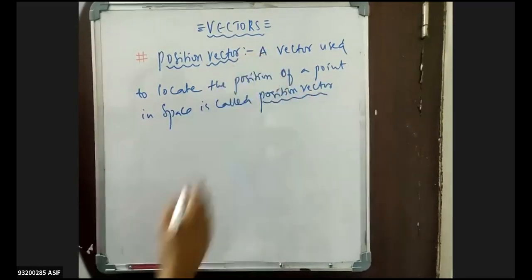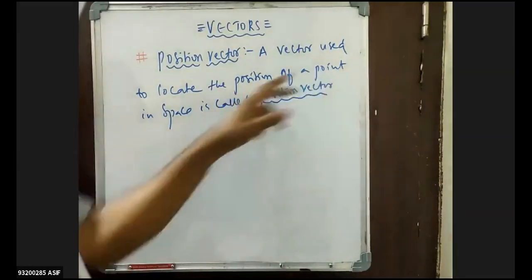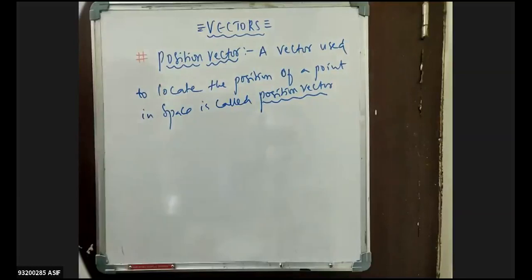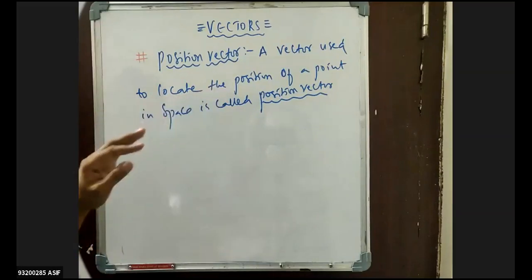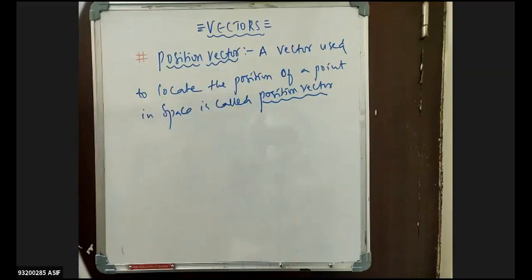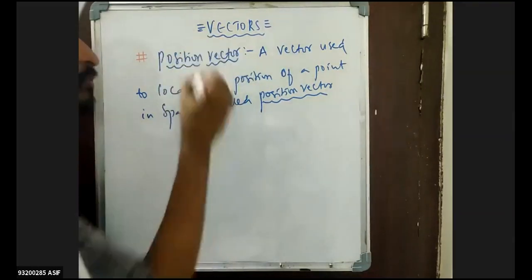So what is a position vector? A vector used to locate the position of a point in space is called the position vector. The point relative to which the required position is determined is called the reference. That means we always require a reference point to calculate the position vector.